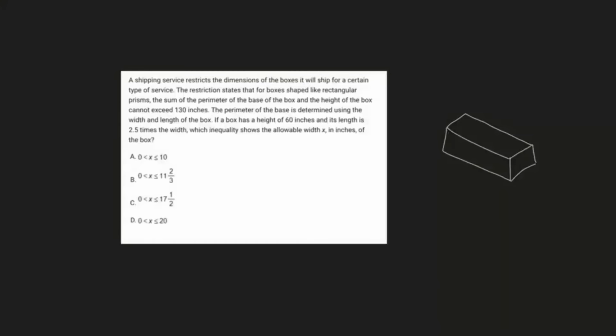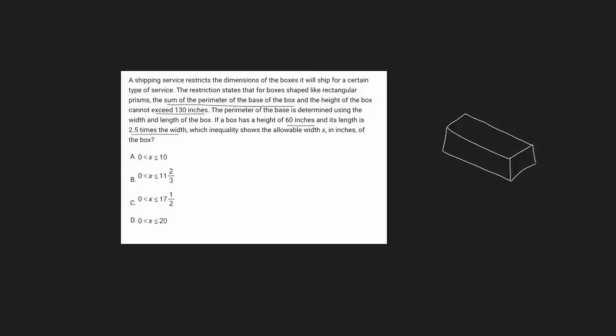A shipping service restricts the dimensions of the boxes it will ship for a certain type of service. The restriction states that for boxes shaped like a rectangular prism, which I've drawn out here, it's a pretty good drawing actually, the sum of the perimeter of the base of the box and the height of the box cannot exceed 130 inches. The perimeter of the base is determined using the width and length of the box. If a box has a height of 60 inches and its length is 2.5 times the width, which inequality shows the allowable width X in inches of the box?